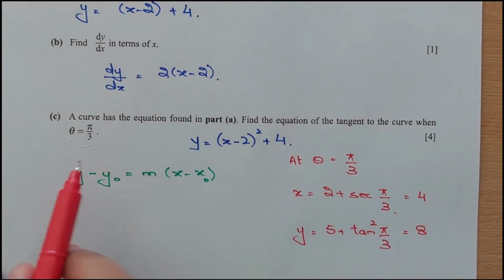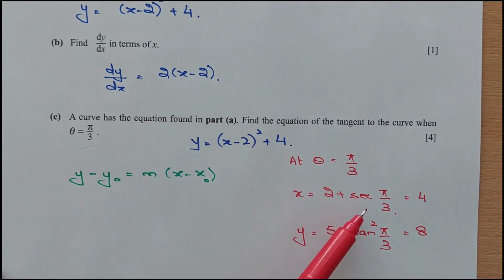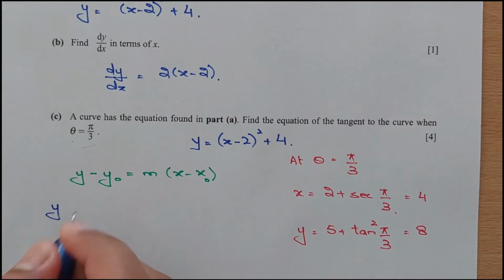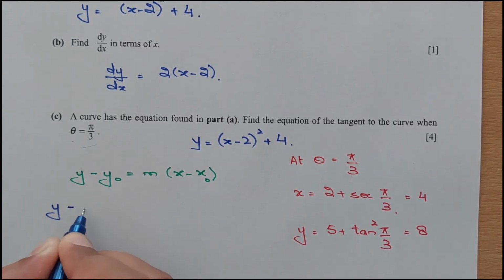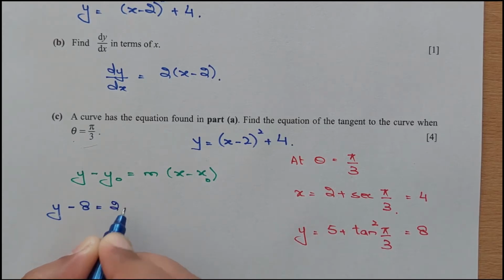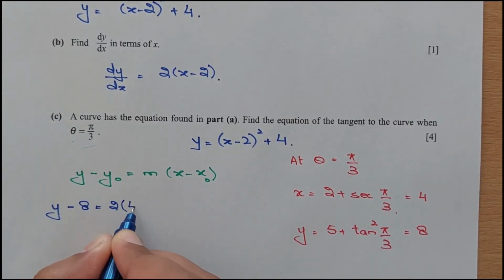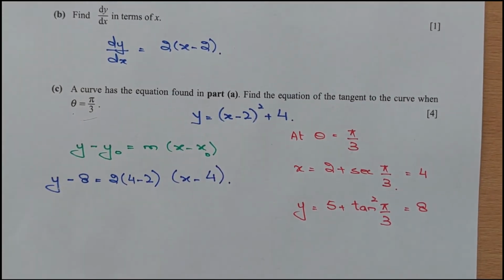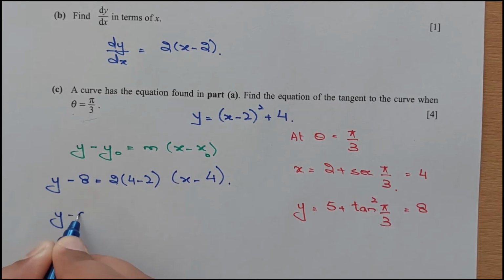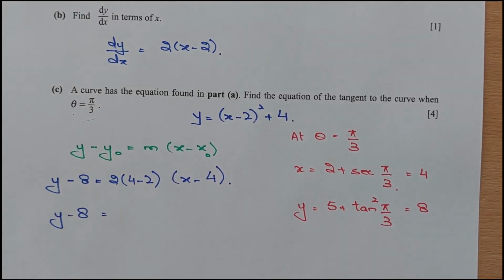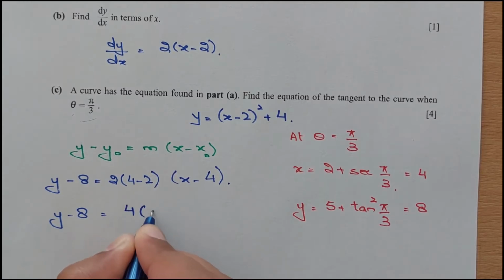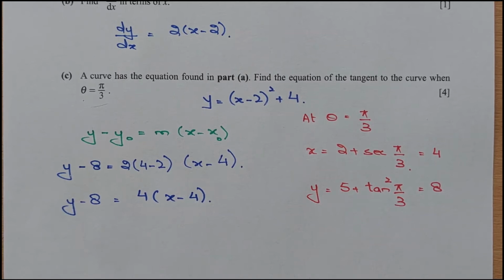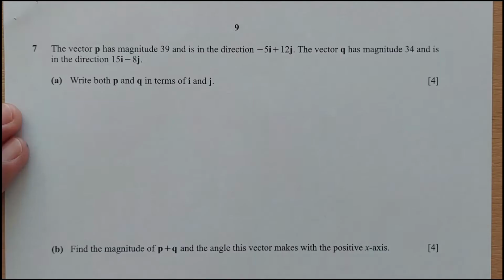And m is the slope at the given point. When theta is pi by 3, the x value is equal to 4, right? Just substitute over here. So now we have the equation of tangent: y minus y naught, which is 8, equals m, which is 2 into 4 minus 2, into x minus x naught, which is 4. Right. Now we just have to simplify. So y minus 8 equals, 4 minus 2 is 2, and 2 times 2 is 4, into x minus 4. Right. So this is the equation of the tangent to the curve when theta is pi by 3.